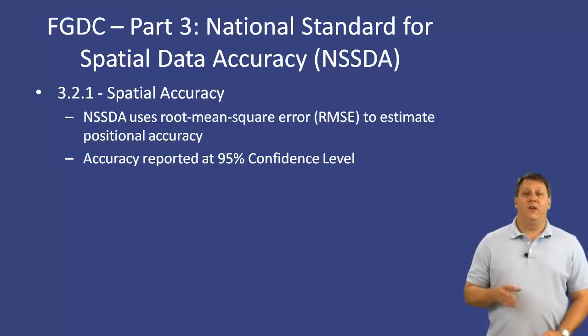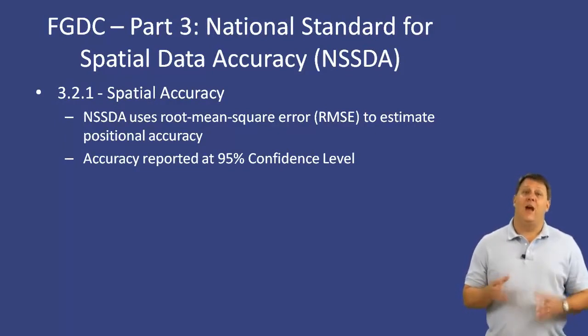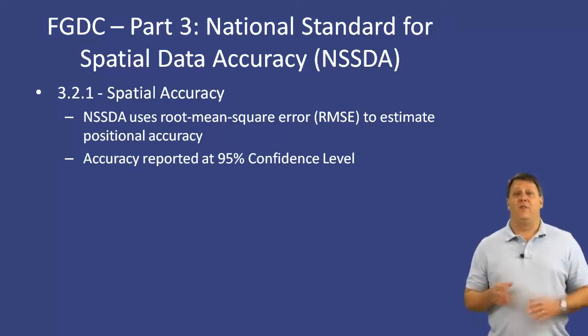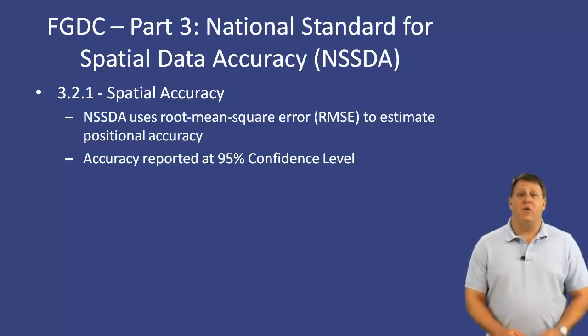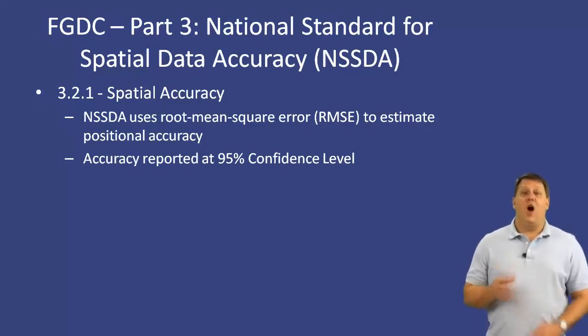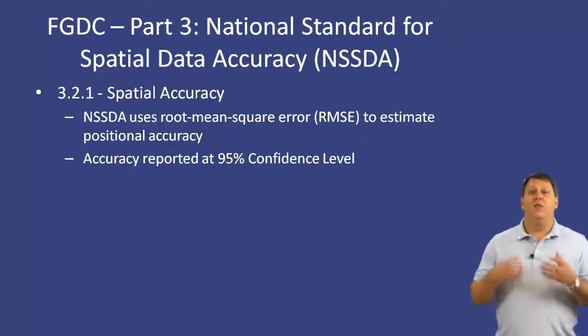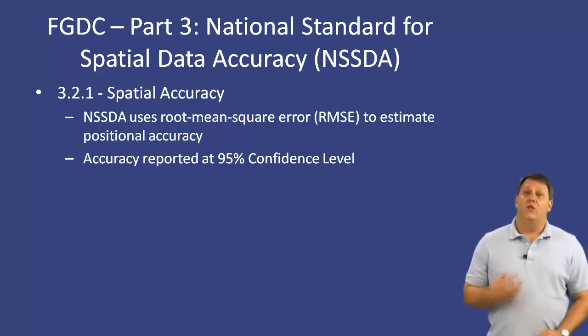Once you find page 3-4, the National Standards for Spatial Data Accuracy uses root mean square error to estimate our positional accuracy. This accuracy is then reported at the 95% confidence level. Accuracy reported at the 95% confidence level means that 95% of the positions in the data set will have an error with respect to the true position that is equal to or smaller than the reported accuracy value. The question is how do we compute this accuracy value?